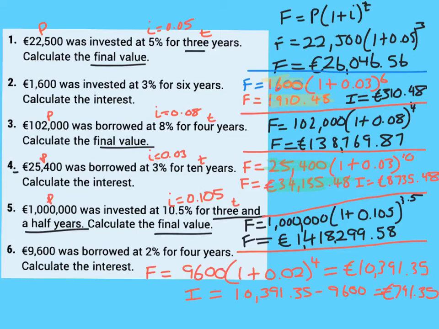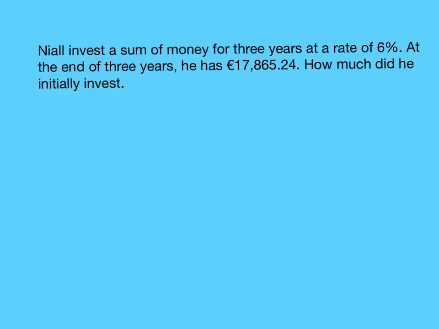Okay, and so the last one there as well, I just rounded it to 0.35, and I get, sorry, this should be 791.35. Okay, so now we're going to look at a little bit more difficult of a question.